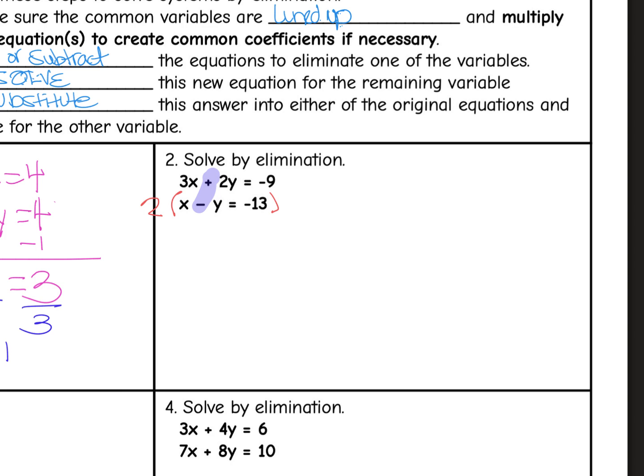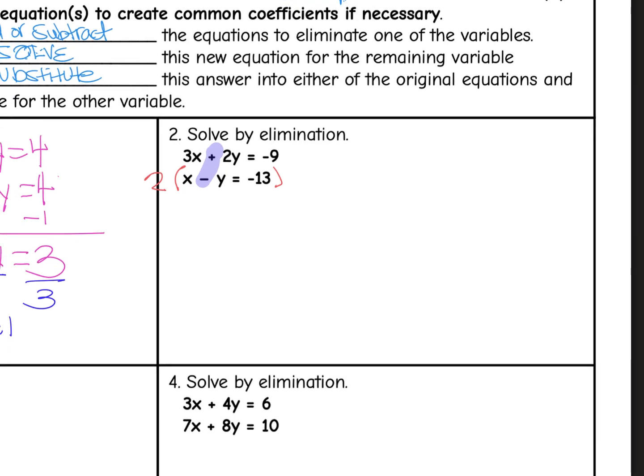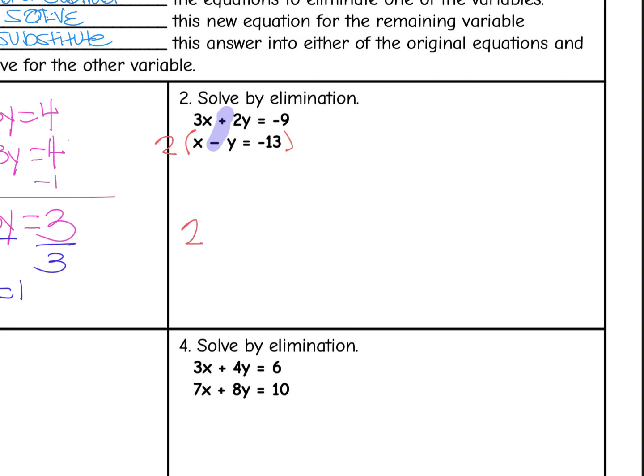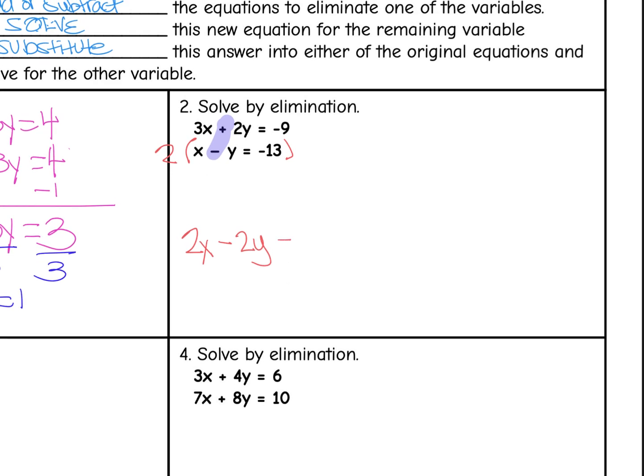Okay. And when I do that, I'll have, just going to distribute here, I have a 2x, and then 2 times negative y is minus 2y, and 2 times negative 13 is negative 26. Okay. And then I'll take my first equation, I'm just going to rewrite this to the bottom here, so it is stacked up, 3x plus 2y equals negative 9. Okay. And now I can add both of these equations together.